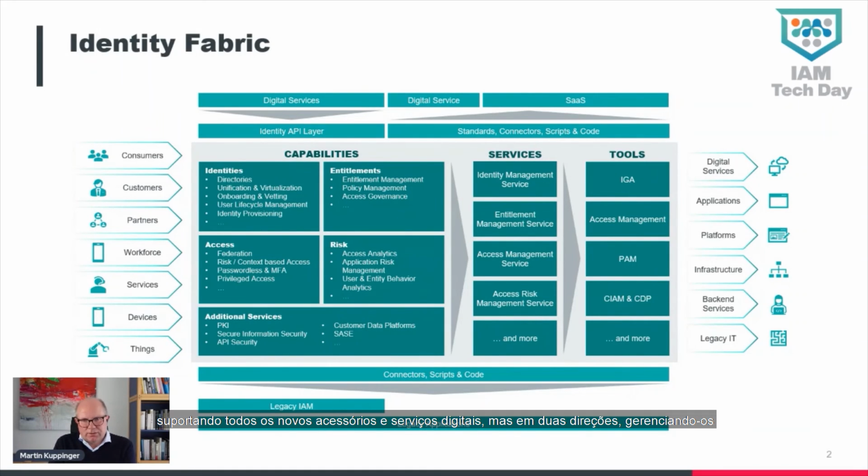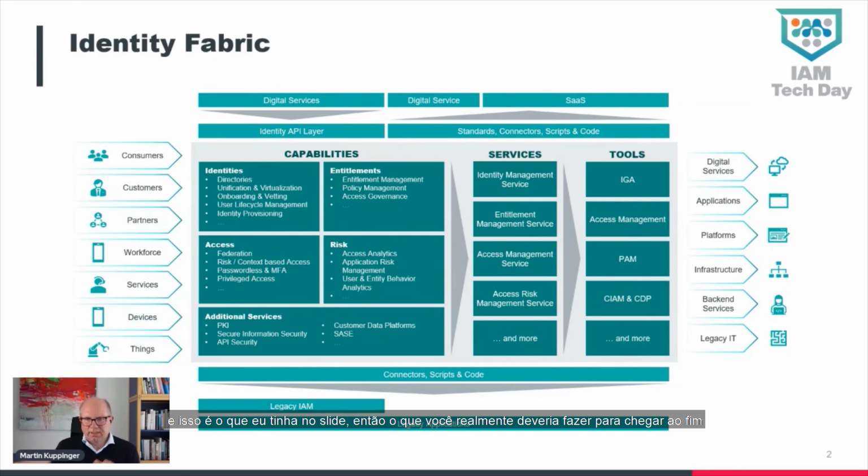Supporting all the new SaaS service and digital services, but in 2 directions. Outwards, managing these, and inbound, providing your identity capabilities so that the digital service can say, okay, I need to authenticate a user. I need to store certain data about a user. I need to do that and that. And all that should be available via API. What I strongly believe is, from our experience, that it's latest time to really rethink what you have in identity and access management.